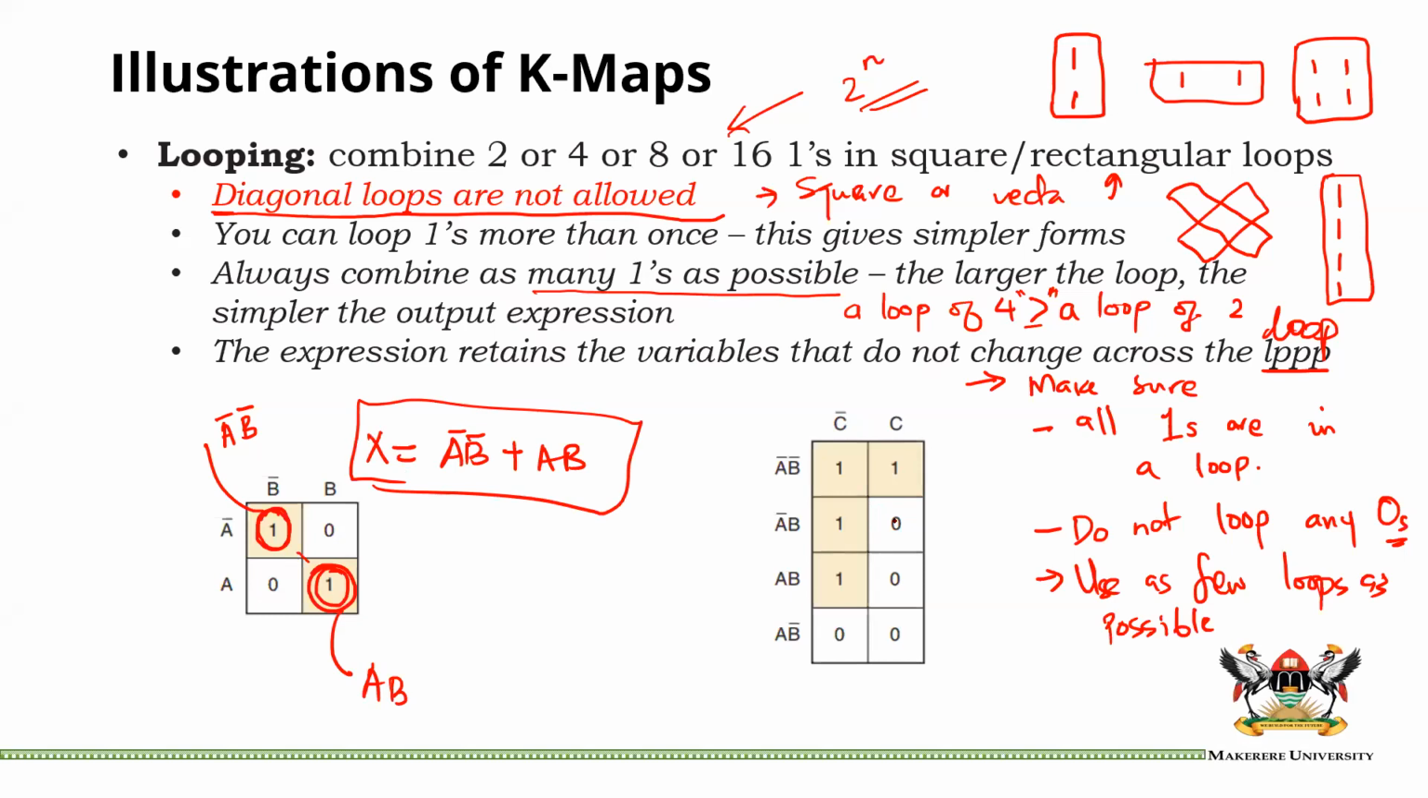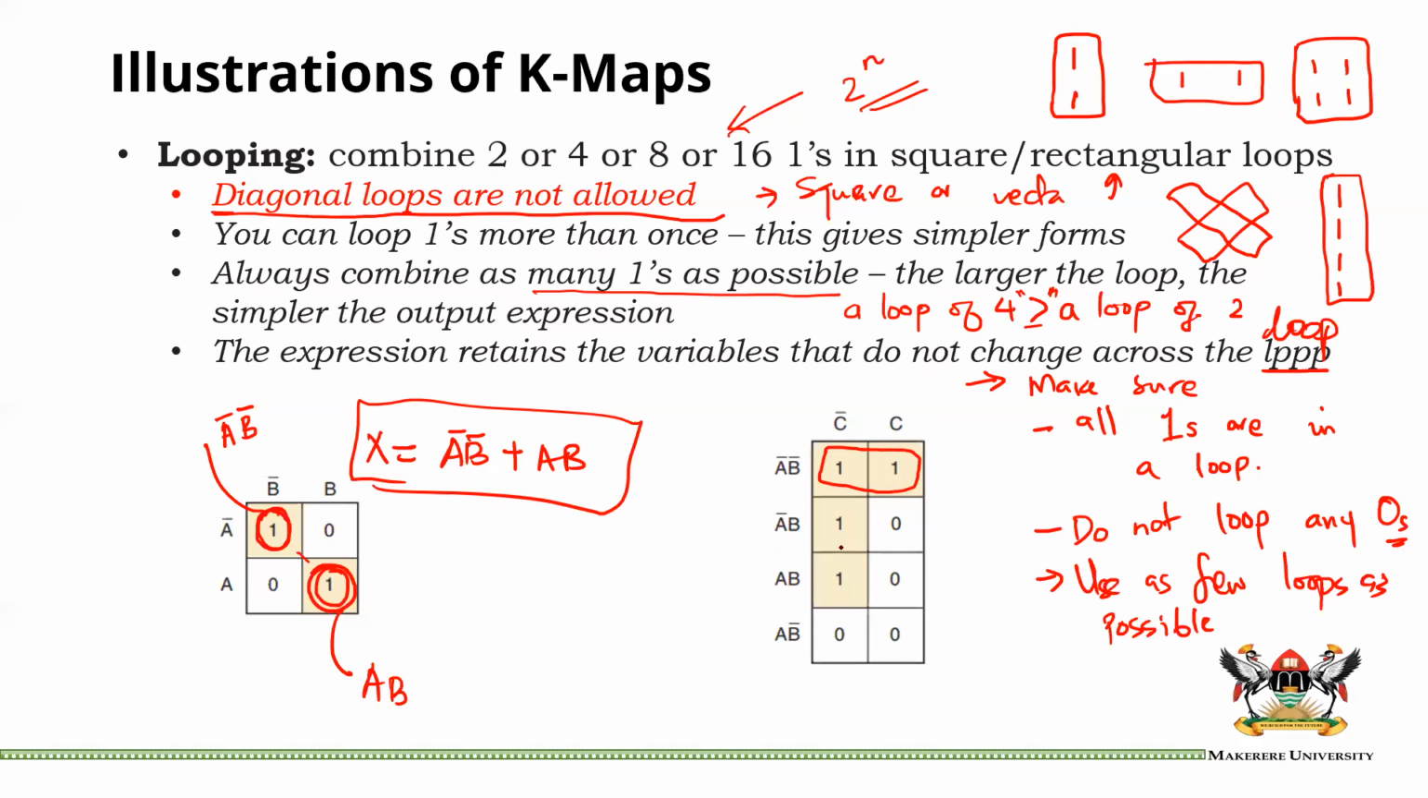Let us look at this one, which is a little bit more complicated. We want to loop all ones, okay? So how many loops do we have now? We can loop this one and that one because they are adjacent to each other, and the loop would not be diagonal. So we can create that loop.